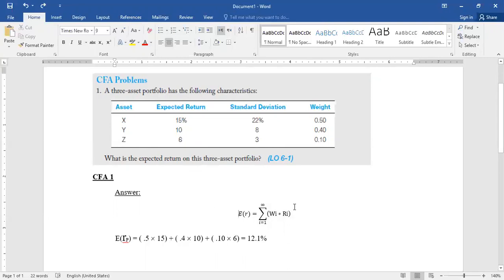So we're finding the weighted average. That's how we find the expected return of a portfolio: the weighted average of its constituents, of asset X, asset Y, and asset Z. So it's the sum of the weight times the return. And in this case, we find it to be 12.1%. So this is the expected return on the portfolio of these 3 assets.